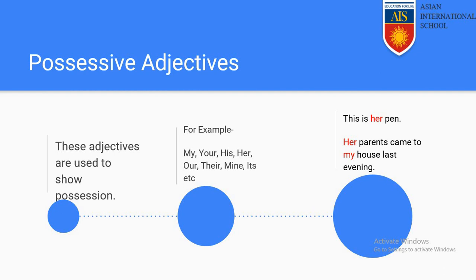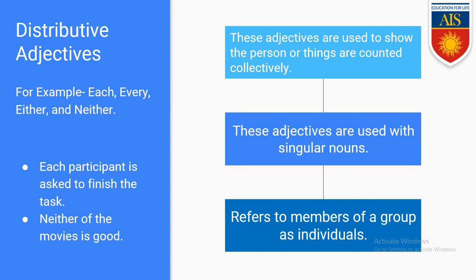Who owns the pen? She owns the pen. So her is the possessive adjective. Who owns the house? I own the house. So my is the possessive adjective. Next is whose parents? Who owns the parents? Whose possession is the parent? Her. So her is the possessive adjective.